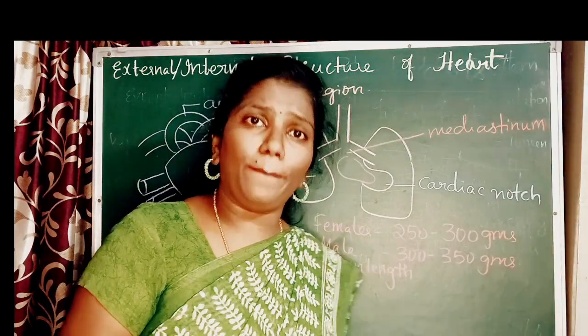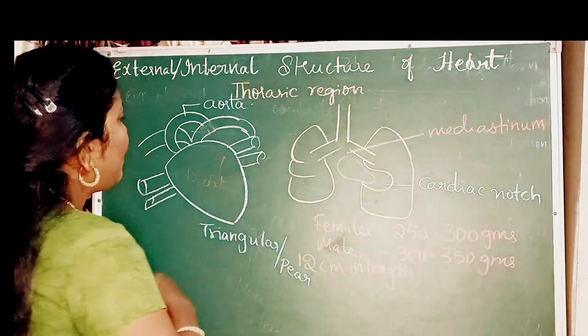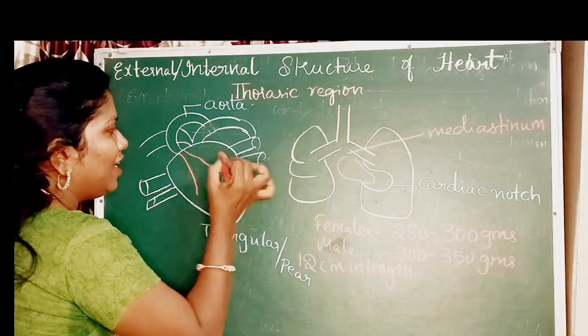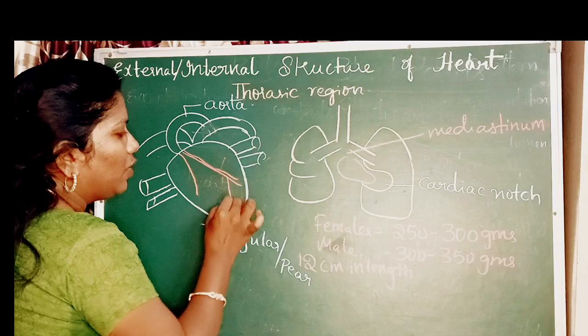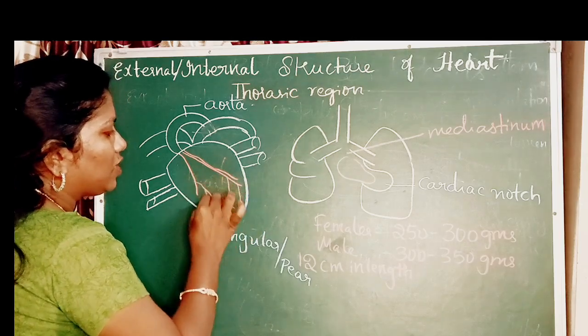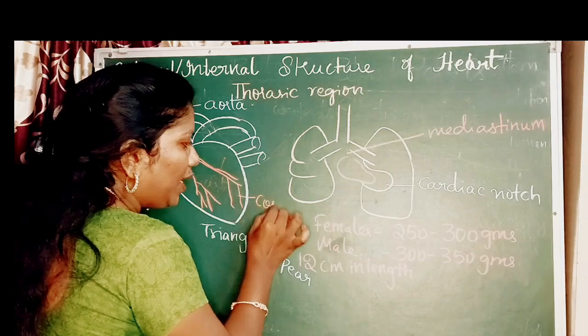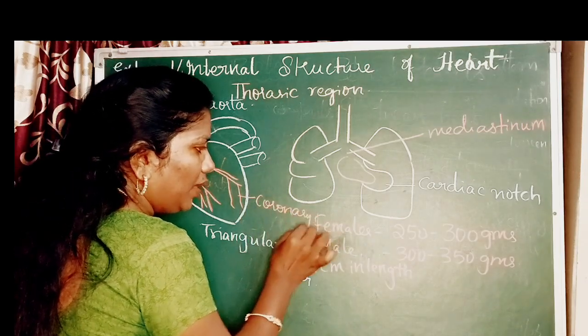Then who is going to supply this? From the aorta, two branches arise. This is the external structure that I am talking about. These structures are called the coronary arteries.